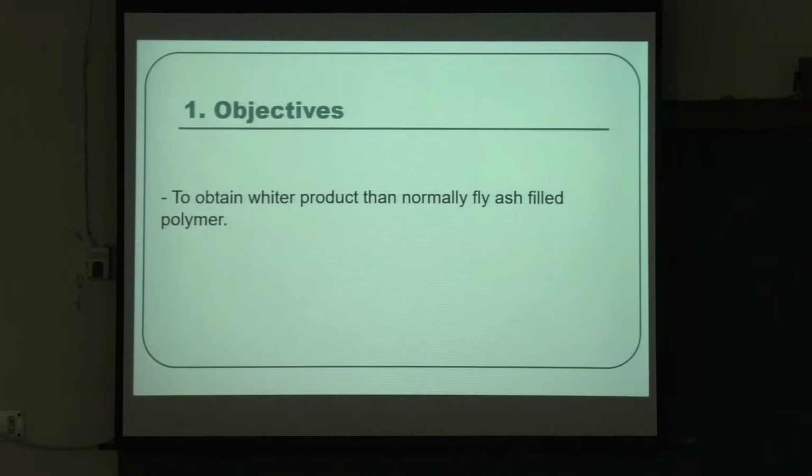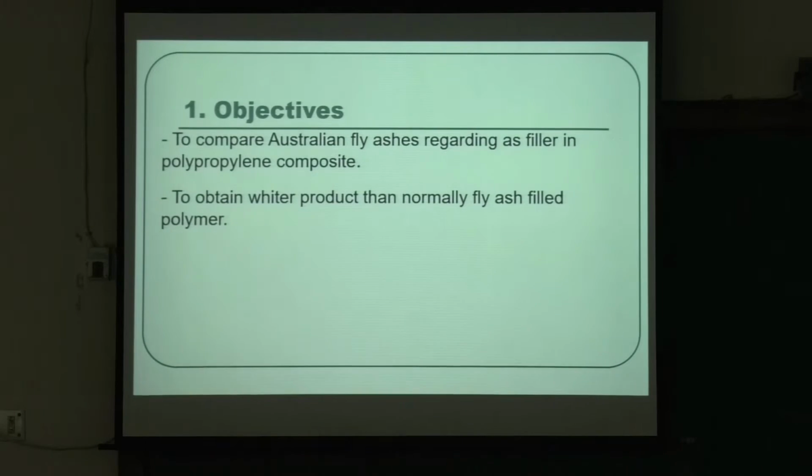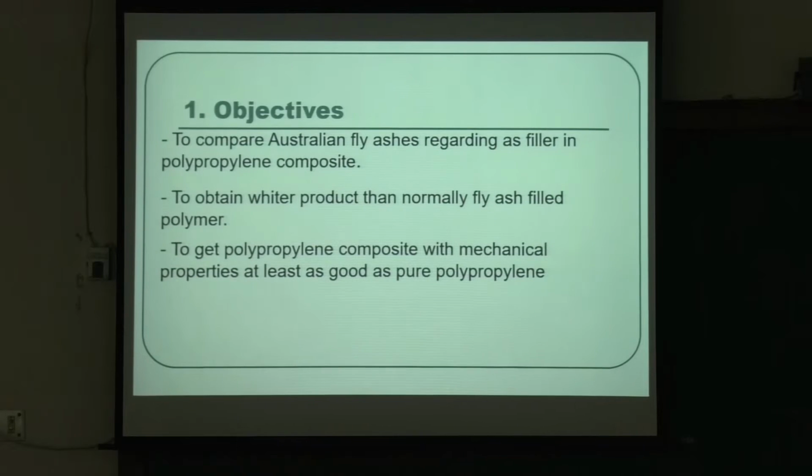Now, this is what we have done before. Whiter product than normally fly ash filled polymer. You have seen some of these things. And to compare Australian fly ashes as filler in polypropylene composites. And then to get polypropylene composites with mechanical properties at least as good as pure polypropylene. So remember, we have seen that in polypropylene fly ash, the tensile properties go down. So here, this work of Dr. Akmas Deni wanted to see, can we put some coating onto the fly ash, and then that can actually be a coupling agent and will prevent formation of defects during the tensile test. Okay.